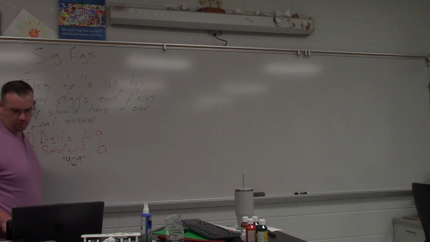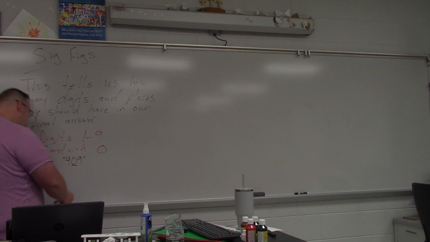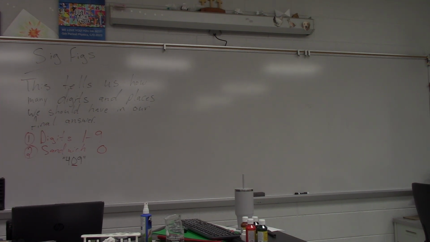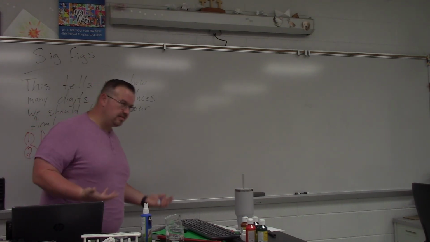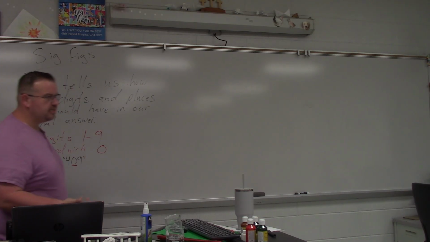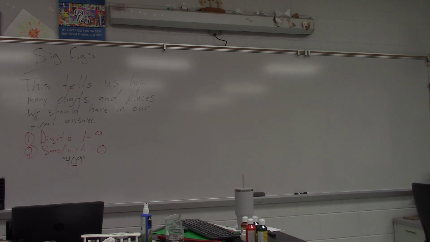Then we have what we call trailing zeros, and the trailing zeros are the ones that are special. These are the ones that make it hard and difficult and why kids hate significant figures. And I'll be honest with you, why I hate significant figures. It's the dumbest thing ever. Why in the world are we even talking about this?